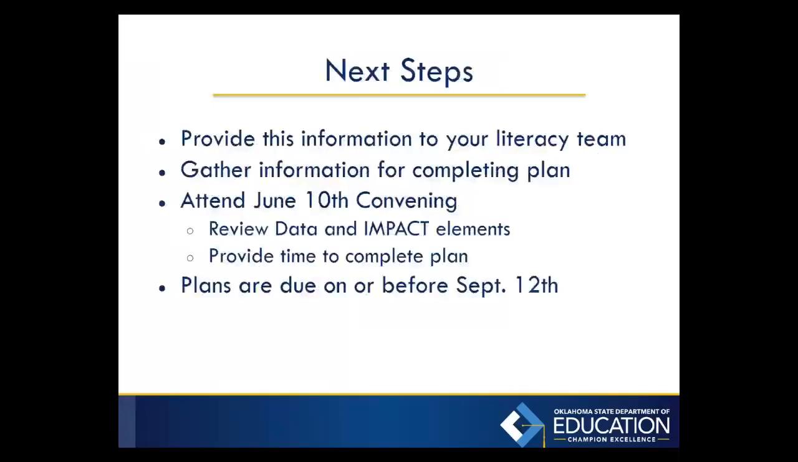So this is what we look at here at the state to make sure that you are meeting the program assurances. Okay, so next steps, again, if you will provide this recording and links to the literacy plan template to your literacy team, look through it, gather whatever information you need for completing the plan. We ask that your literacy team attends the June 10th convening here at the Metro Technology Center in Oklahoma City. We're going to review data and the impact elements, and we're going to provide you time to complete the plan while we're here. If you finish that plan on that day, you're more than welcome to give it to us, but the final due date is September the 12th.